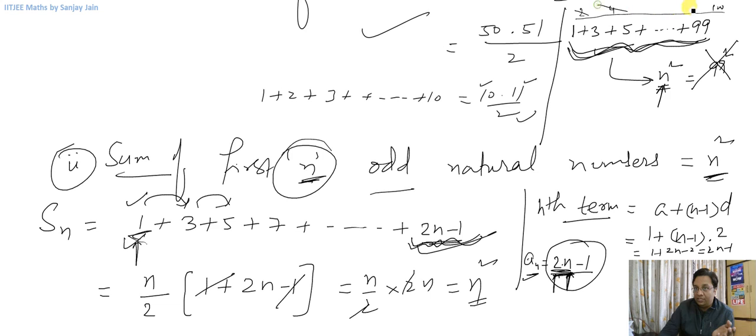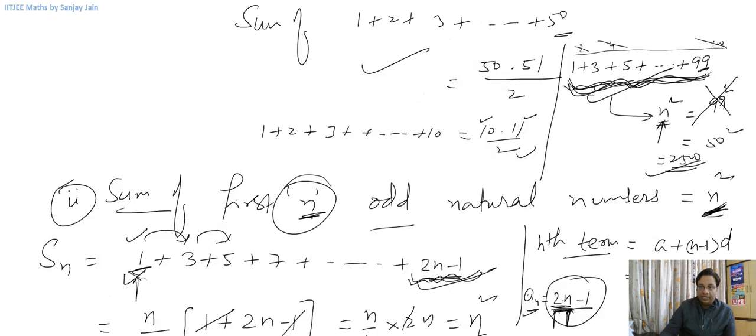If I remove these even terms from it, I just get these odd natural numbers. These are 50 odd natural numbers written on the board here. So n square is 50 squared, that is 2500. So this sum here is 2500 and not 99 squared. So this is not n, right? N is number of terms. This is what you need to take care of. So sum of first n odd natural numbers is equal to n square.